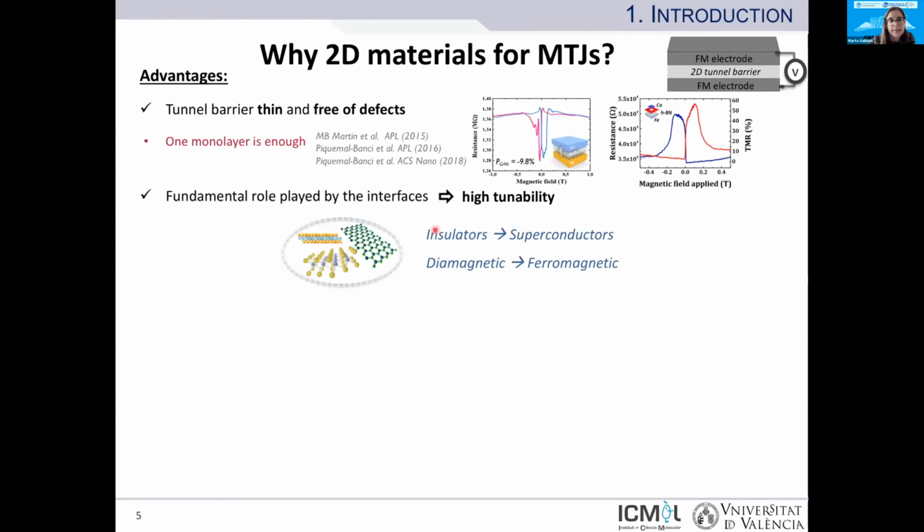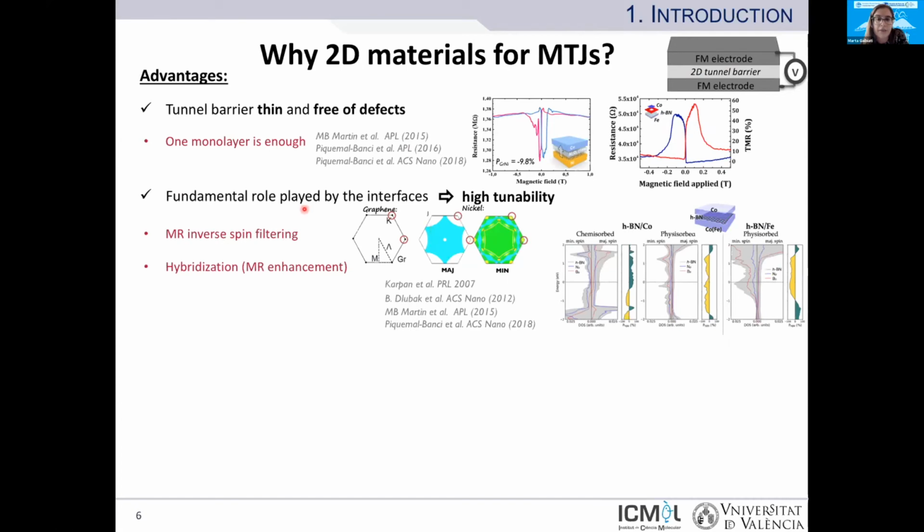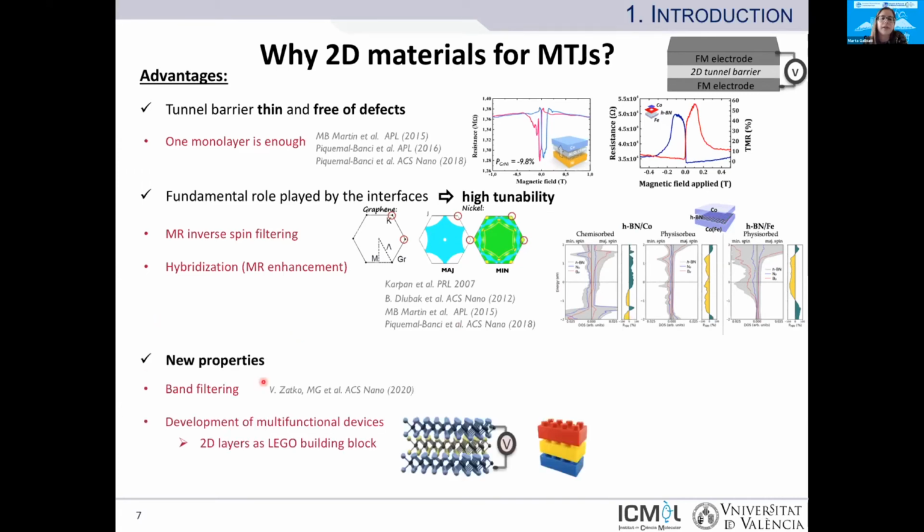So some interface effects were, for example, highlighted with graphene, where a magnetoresistance inversion was measured due to some spin filtering effect, or with hBN, where hybridization effects of the hBN layer with the ferromagnetic electrodes were reported, and a spin polarization inversion or enhancement could be measured in these devices. But 2D materials also offer new properties, as they have a very particular structure.